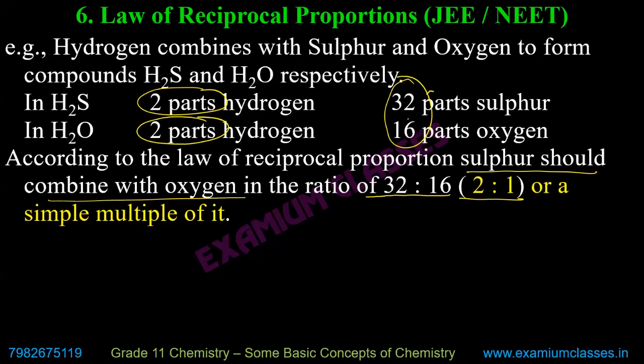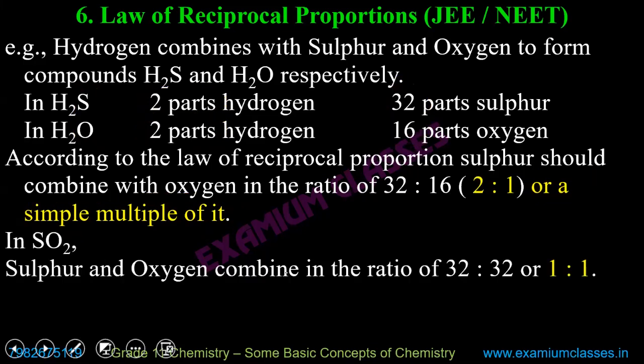So if you see sulfur two parts, oxygen one part, it will give you S2O. It will not give you the compound which you already know. That's why this rule is slightly different. That's why this part, or a simple multiple. How? First, I'll show it for SO2, then for SO3, because you know that sulfur and oxygen combine to form SO2 and SO3. How this rule is applied there, try to understand.